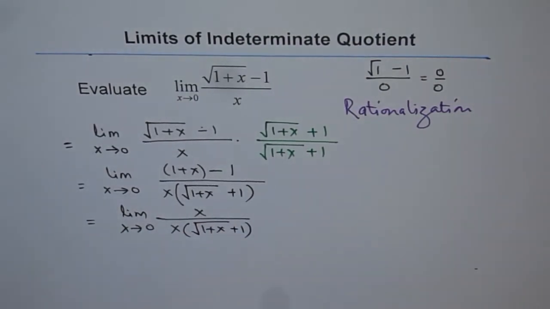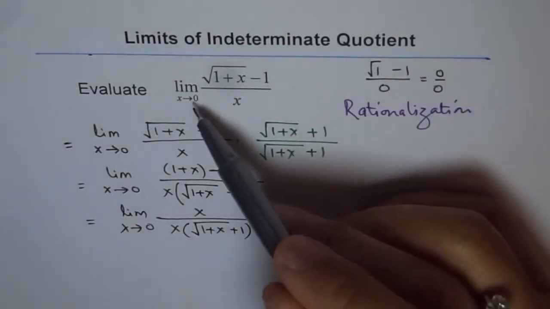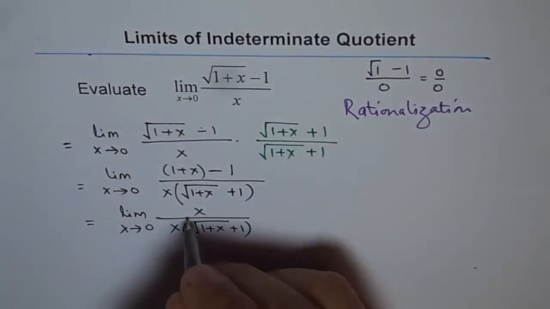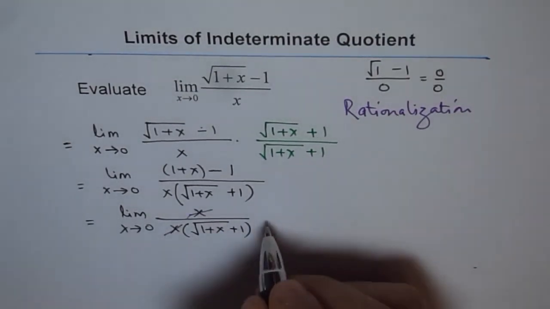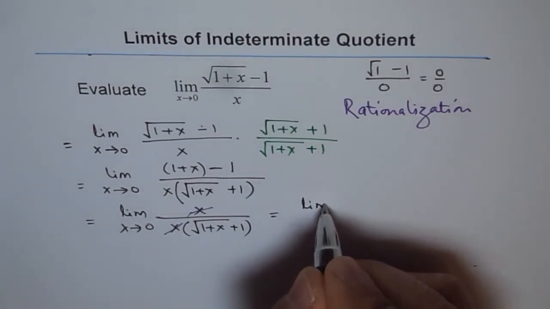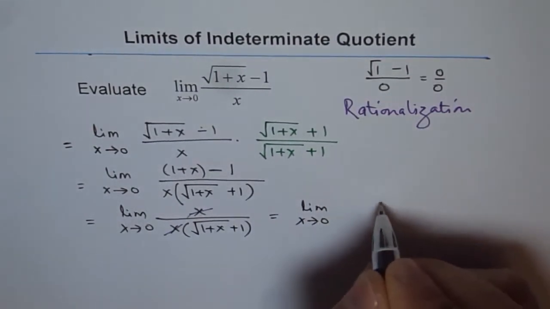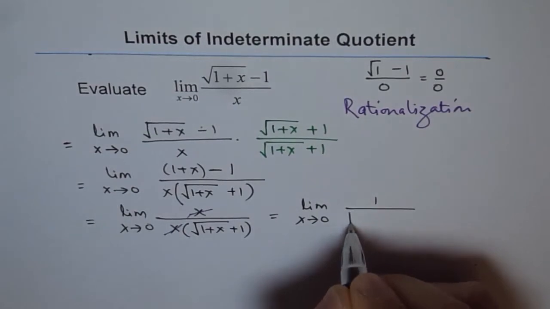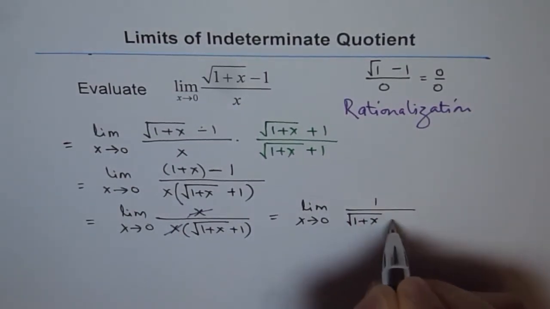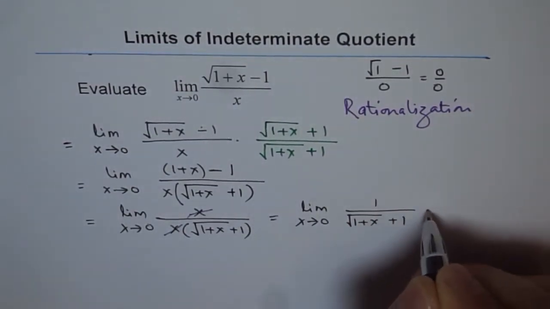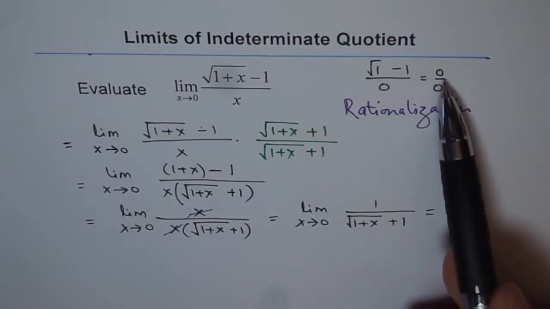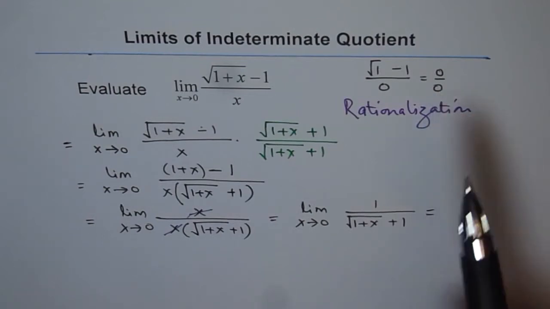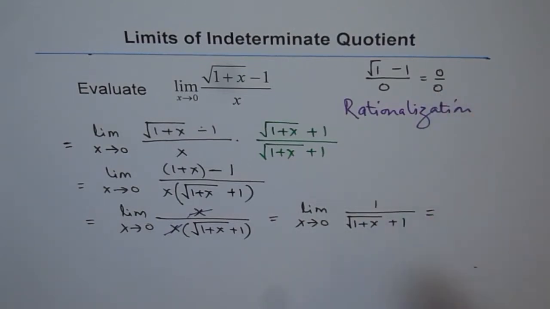Now x is a factor in the numerator. It was expected since for substituting 0 we got 0 in the numerator. So we can divide x by x and get 1 there, right? So we get limit x approaches 0, 1 over square root of 1 plus x plus 1. And now, since we have already eliminated the factor which was giving 0 by 0, we can substitute x equals 0 and get the answer.